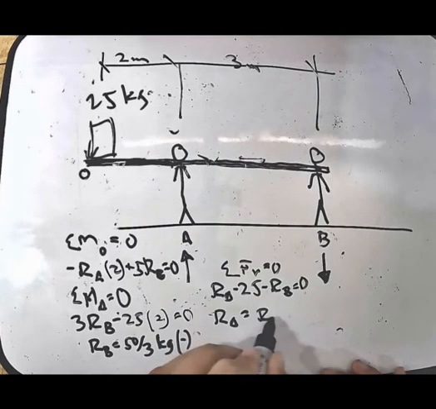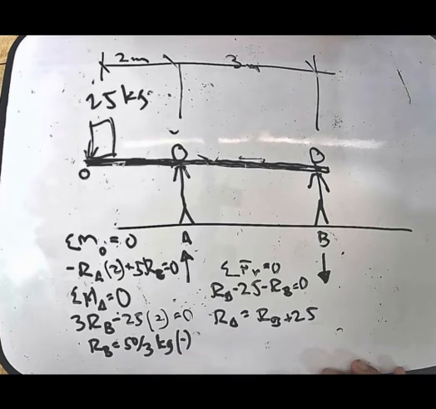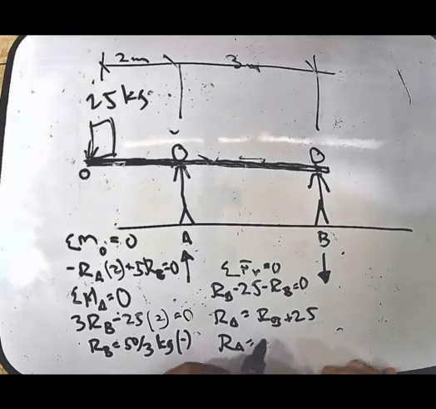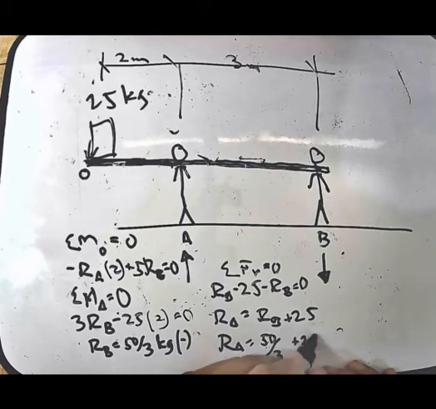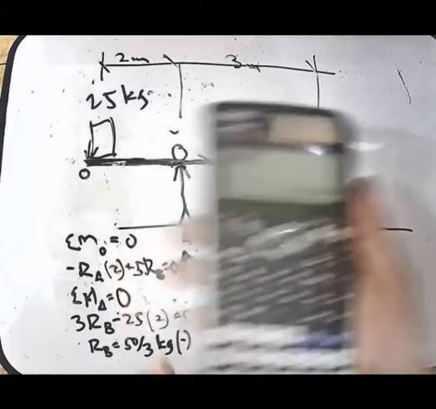So, RB plus 25. So, RA now becomes 50 over 3 plus 25. Okay. This becomes 41.67.